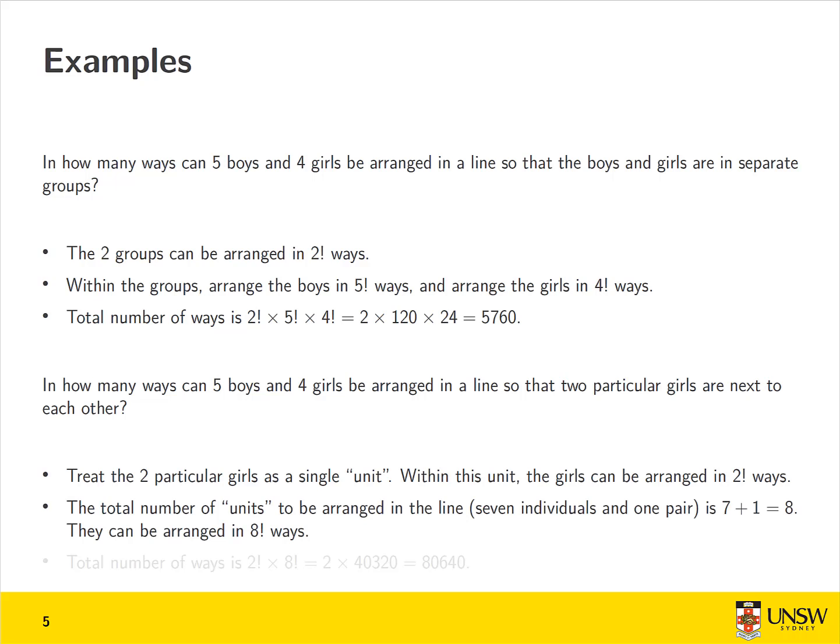To form the line, we then want to order the other 7 people along with this combined pair of people. Considering the 7 individuals plus the 1 pair as 8 different units to be arranged, we can do so in 8 factorial ways. So altogether, there are a total of 2 factorial times 8 factorial, or 80,640 ways.